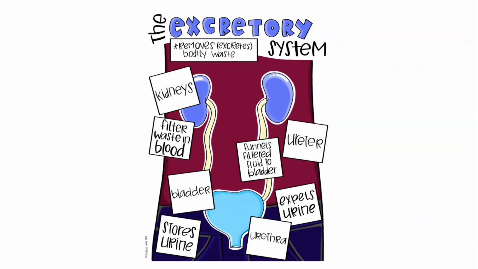And then the waste is going to be expelled through your urethra. Okay, so the important thing here is to remember that kidneys filter your blood, and that waste, which is urine, is going to be processed through the urinary system and then eventually get to your bladder and get expelled.